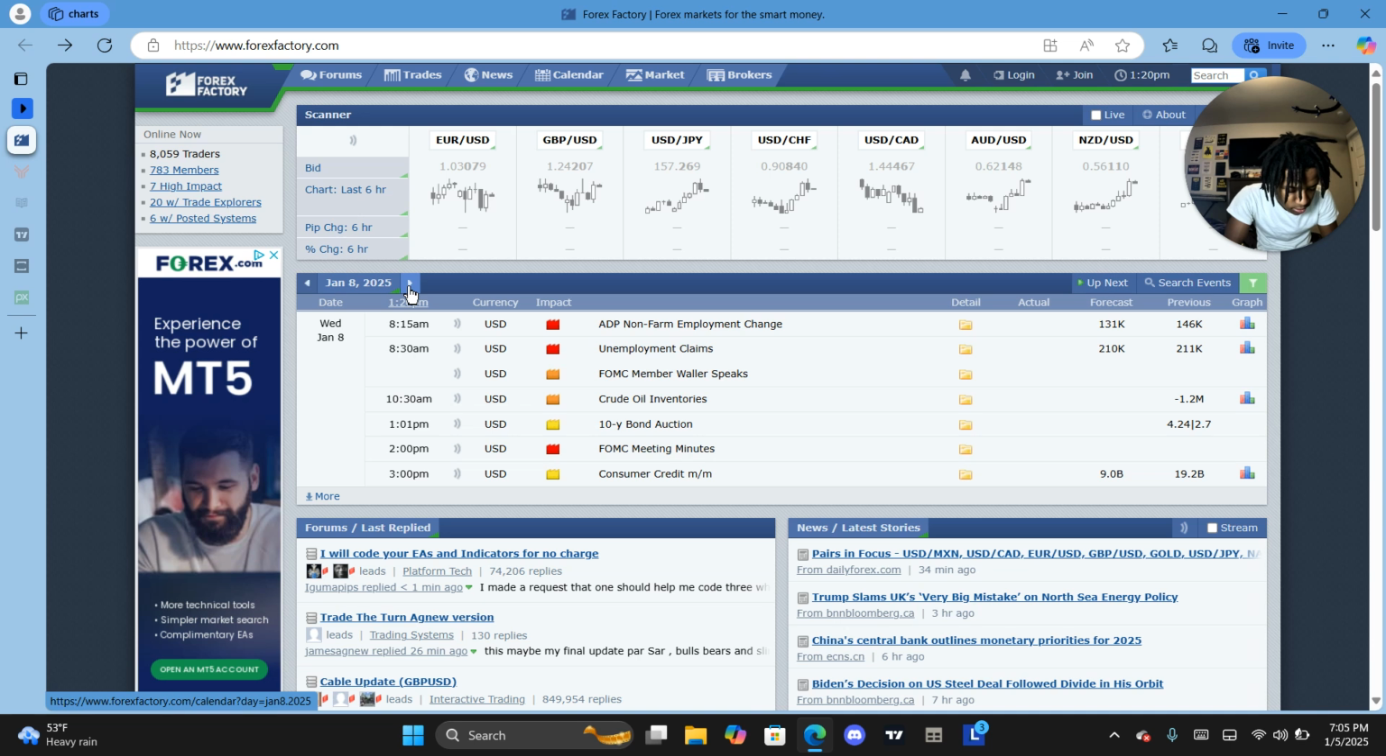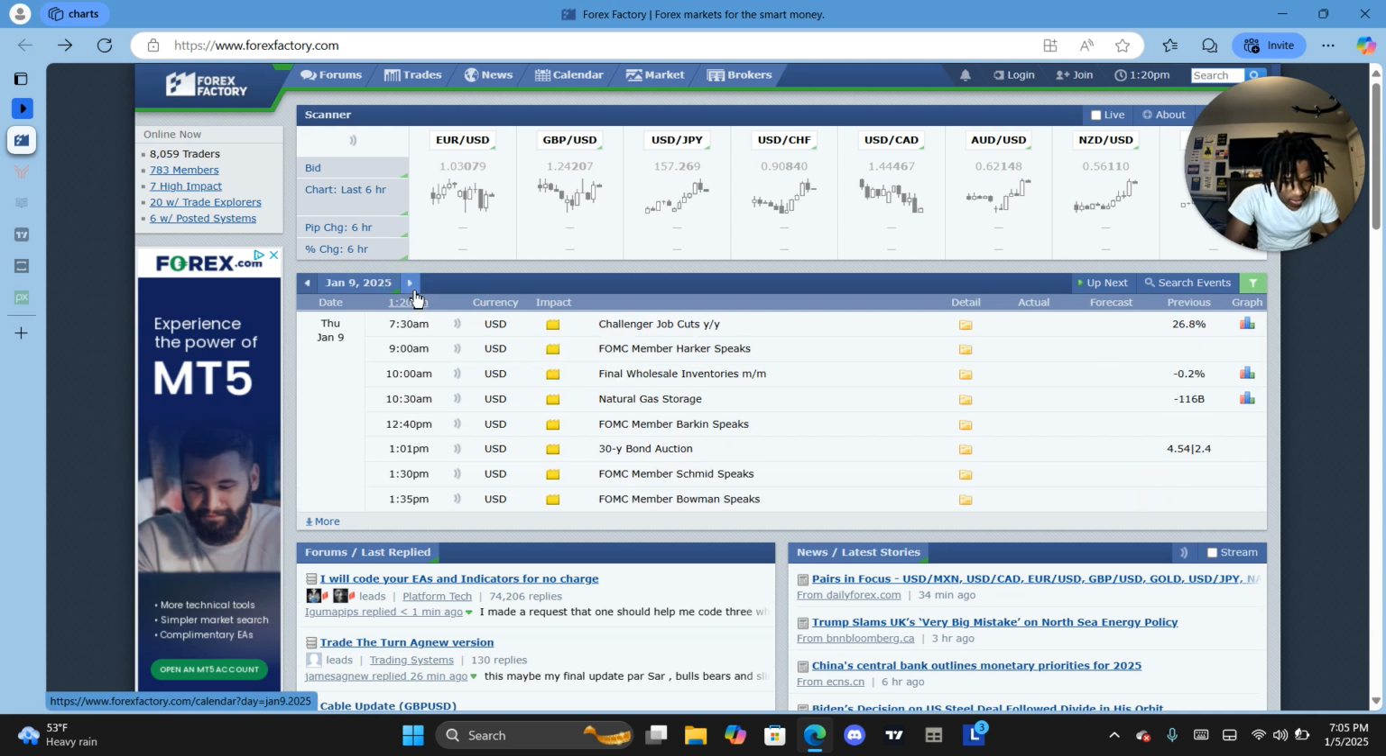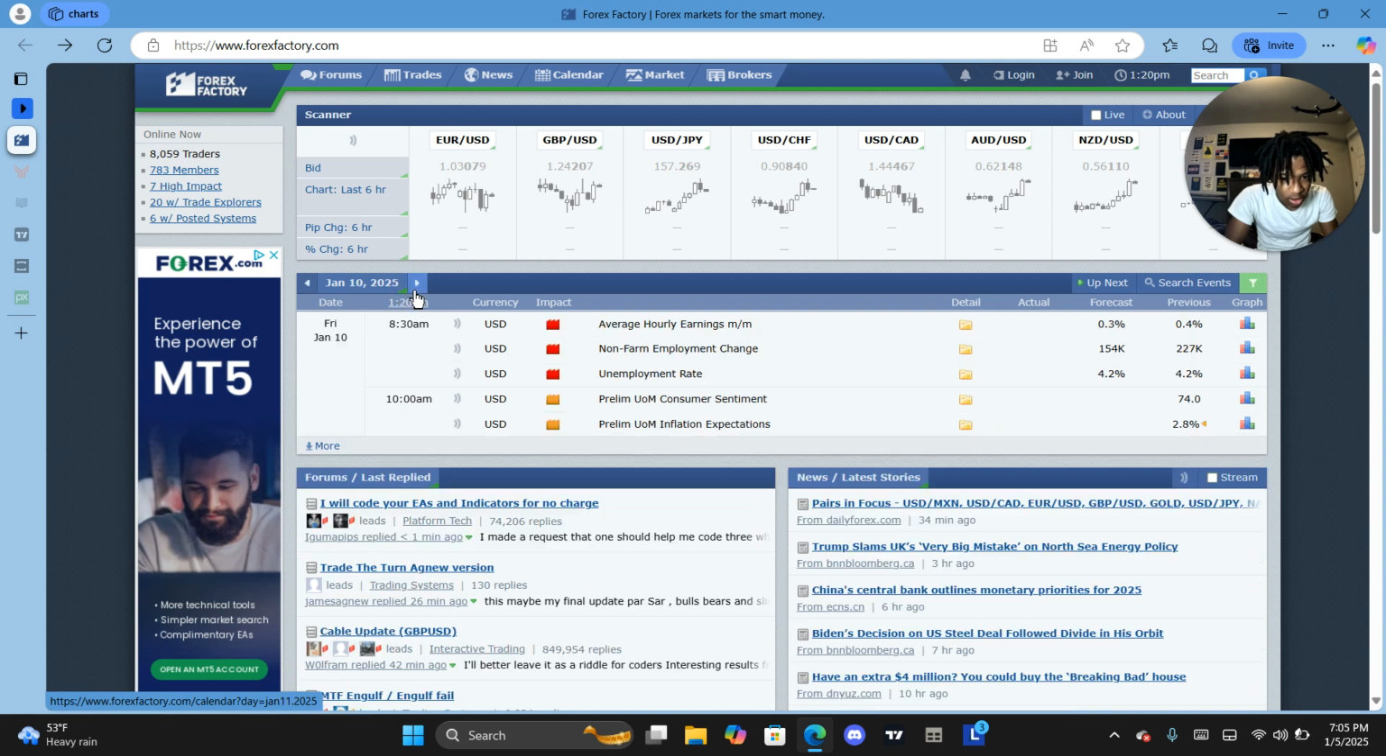Two red at 8, 8:15. So that might mess up the trades for them days. Waller speaks, and then another one at 2, which will be out of trade by 2. Thursday, it's a yellow day. Volatility might be good. And then 3 on Friday, 3 red at 8:30. Okay.